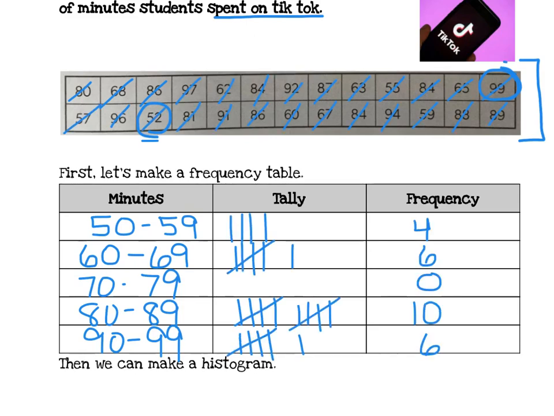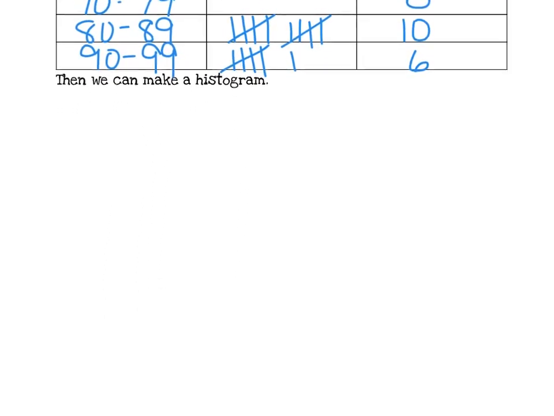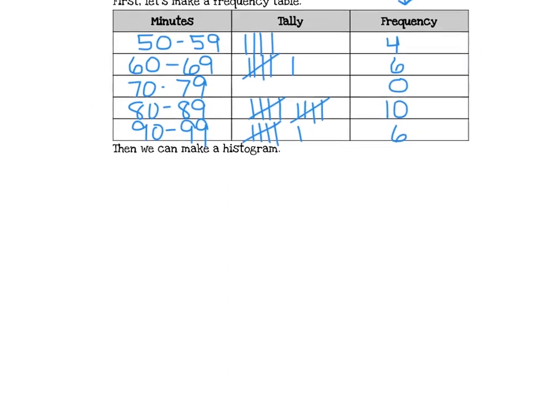Okay, so you can see there, I went through and tallied up each one of those numbers, and then the frequency is just how often that occurs. So it's like your total, basically, for that interval. And then that is our frequency table. From there, we can come down here and make a histogram, and it should be pretty quick and easy.